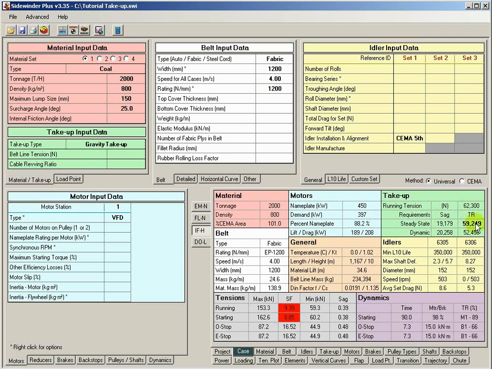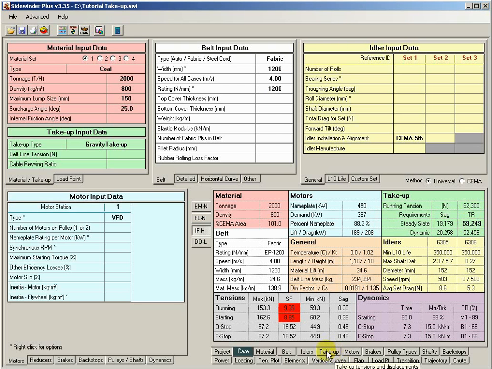Well, essentially Sidewinder takes the largest. It looks at all your different load cases, all your dynamic conditions, and it takes the largest one. It adds about 5%. So if you take 52.294, multiply that by 1.05, you'll see you get roughly 62.3 kilonewtons. So that's why Sidewinder has selected that.